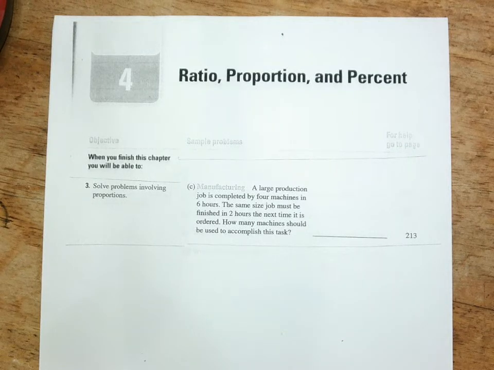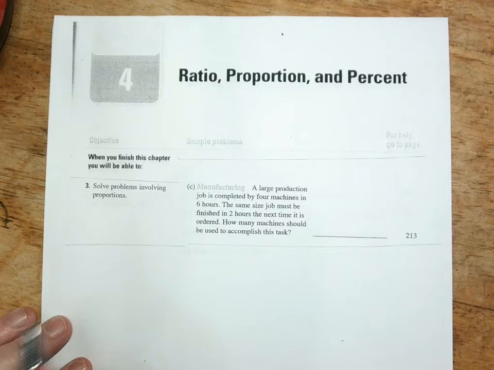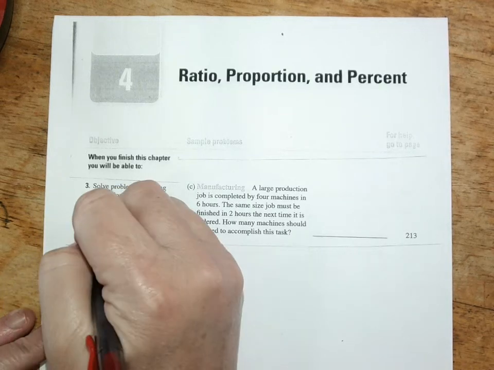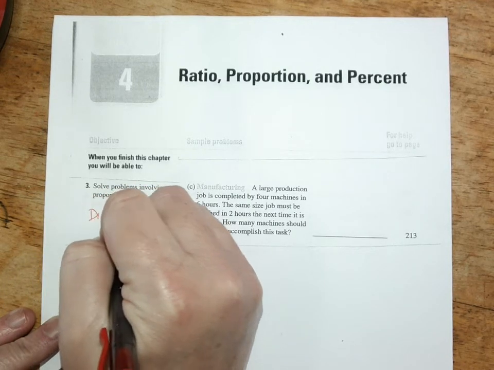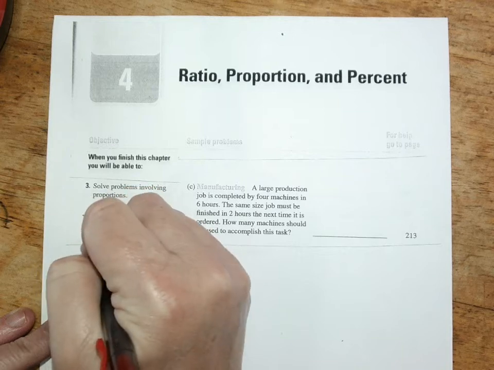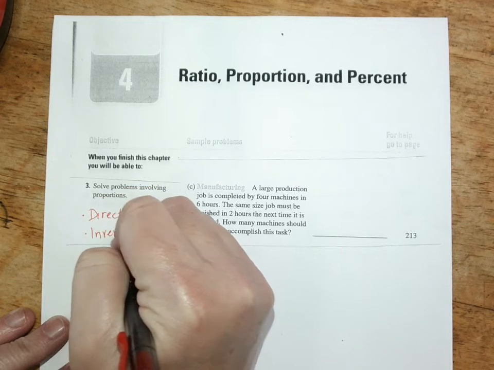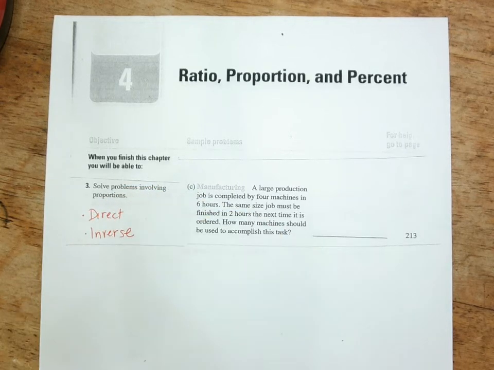Okay, so continuing on with our third objective for Chapter 4, solve problems involving proportions. It's important to remember that there are two kinds of proportions, direct and inverse. So once again, a direct proportion is a proportion where one side increases, so the other side increases. One side decreases, the other side decreases.